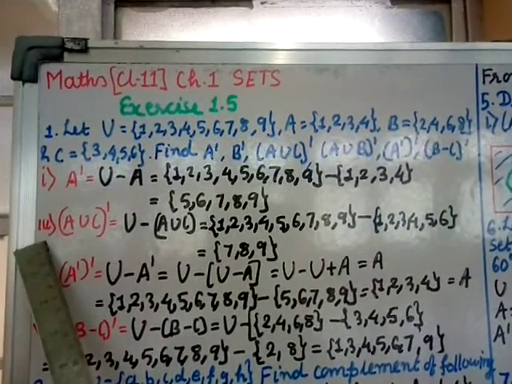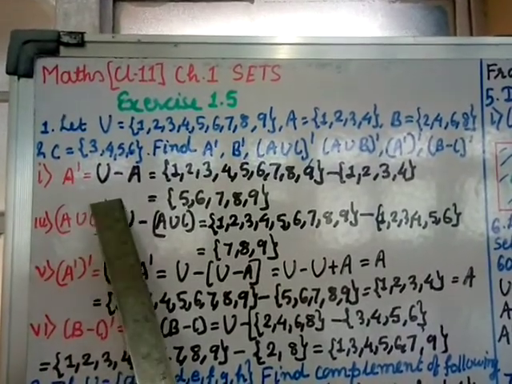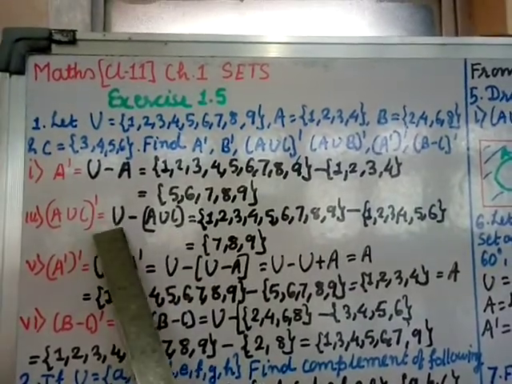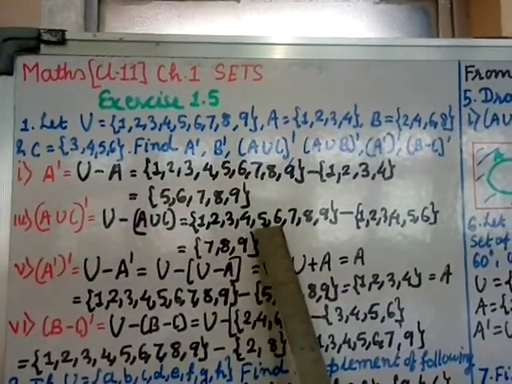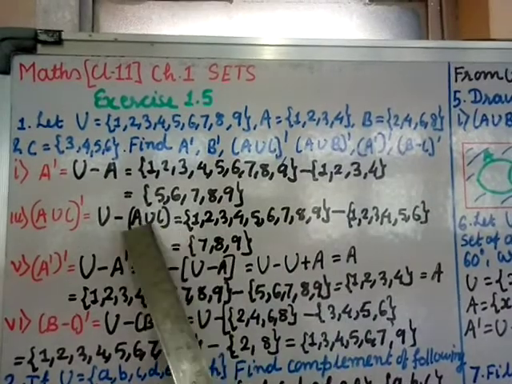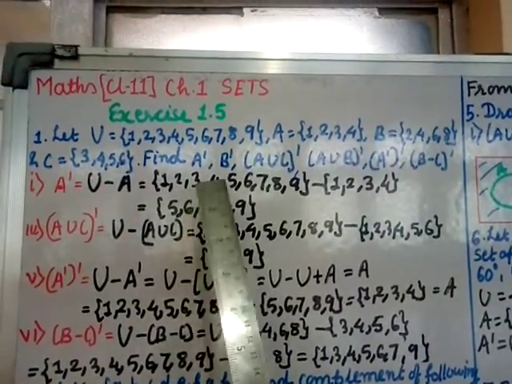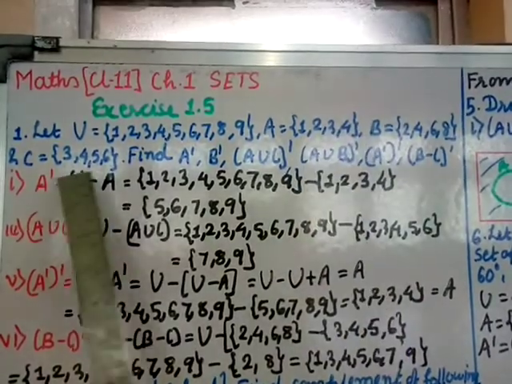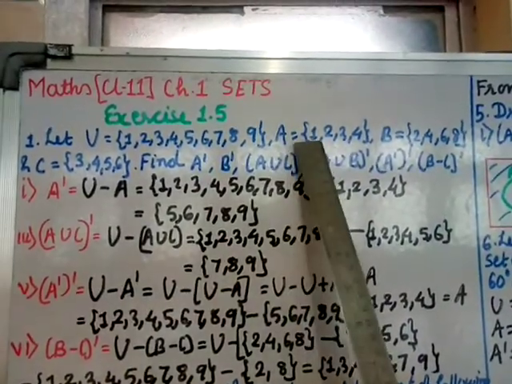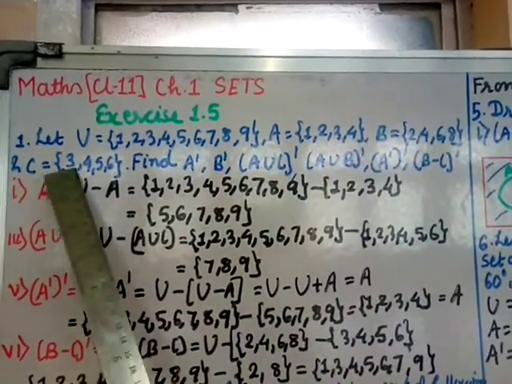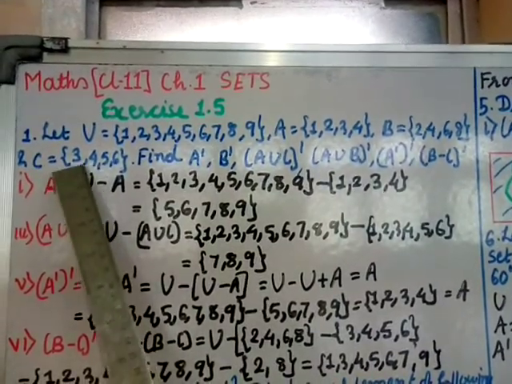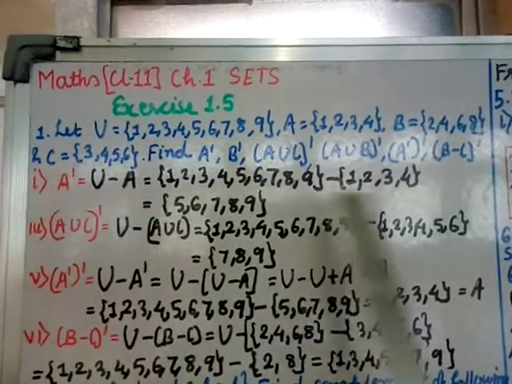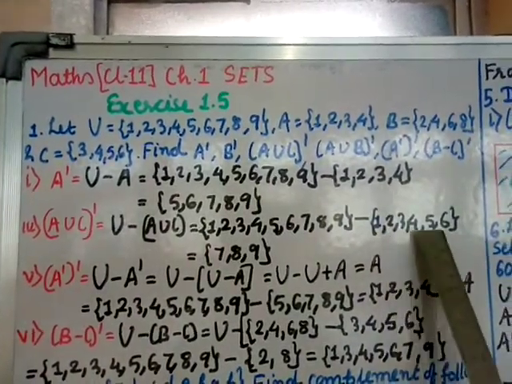Roman number 3, (A ∪ C)'. This means U minus (A ∪ C). So set U is 1, 2, 3, 4, 5, 6, 7, 8, 9. And A ∪ C, we can write from A and this C. Union means all the elements of A and all the elements of C. So 1, 2, 3, 4. Now 3, 4 is repeated, so we will not write that. We will start with 5 and 6. So the union of A and C is 1, 2, 3, 4, 5, 6.